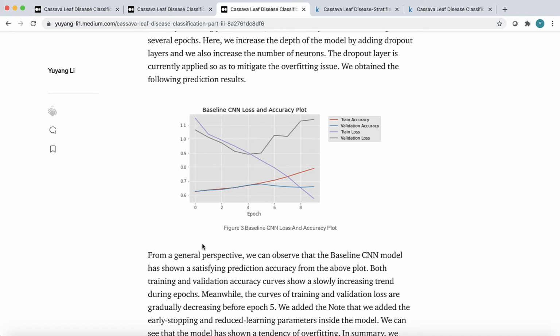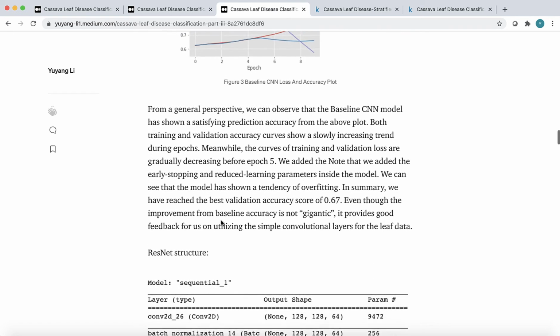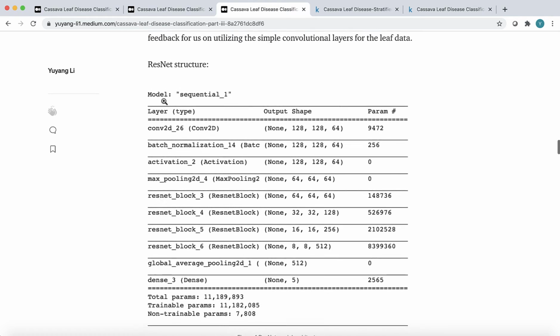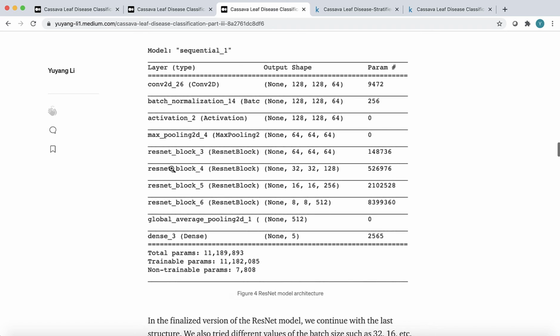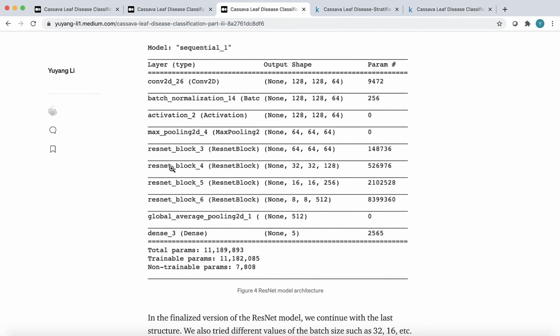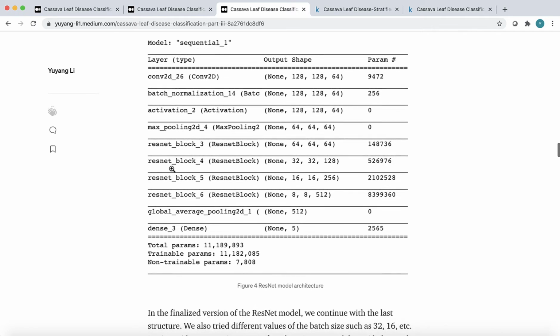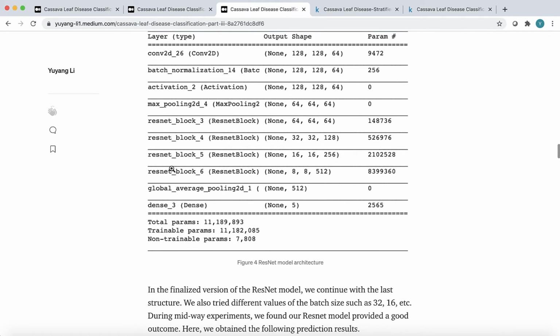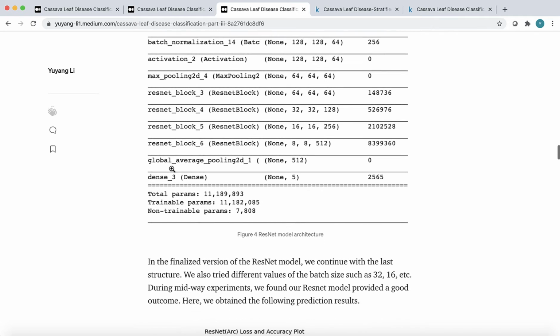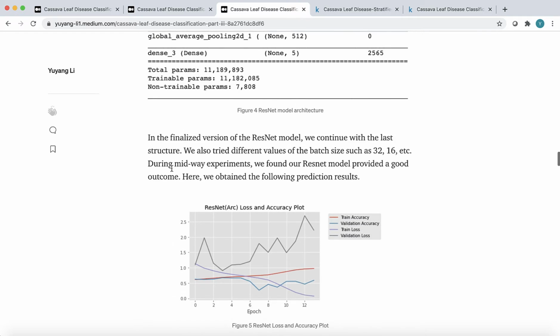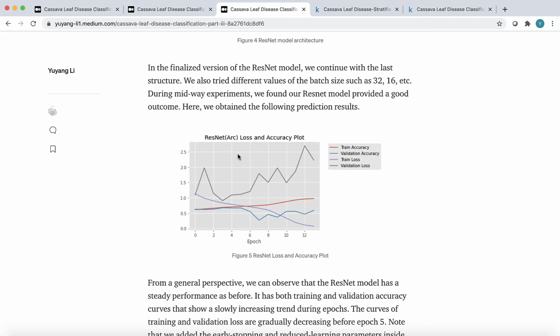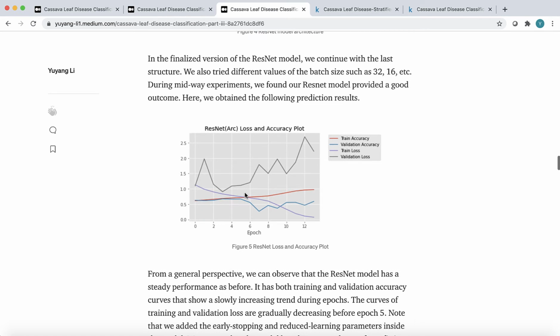So I'm gonna walk through our ResNet model and EfficientNet model. Over here, as you can see, this is our ResNet model structure. In the finalized version of our ResNet model, we basically continue with the last structure. We try different batch size values, and it gives a pretty good outcome. So as you can see, this is our final prediction results graph.